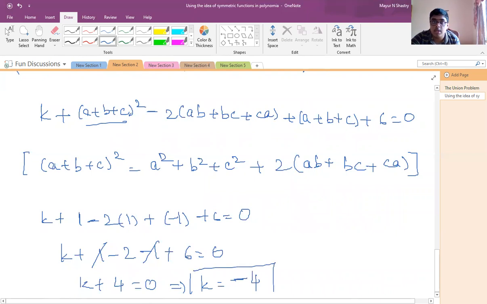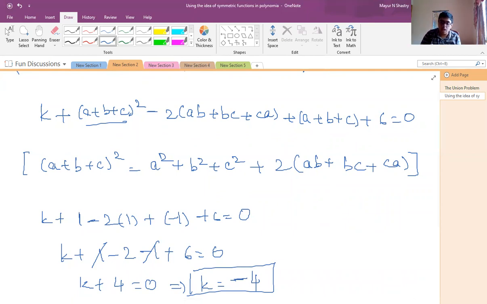Important, very important relation. So the sum of the cubes of the roots, the sum of the cubes of 1 by alpha, 1 by beta, and 1 by gamma. That is 1 by alpha cube plus 1 by beta cube plus 1 by gamma cube is actually negative 4.